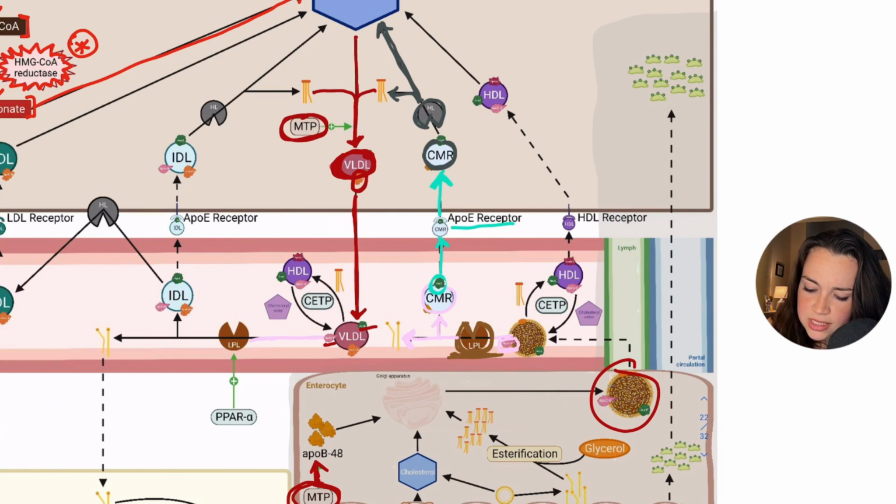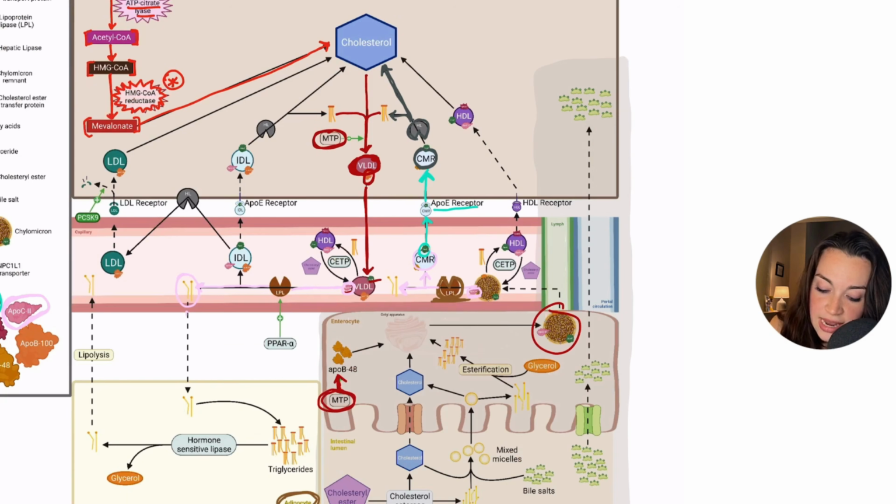That same lipoprotein lipase that was in charge of emptying triglycerides out from chylomicrons, now it's going to work on the VLDLs. It'll bind that ApoC2 cofactor, and it'll empty out those triglycerides by cleaving them apart and turning them into fatty acids. And remember, those fatty acids go into the adipocytes for storage.